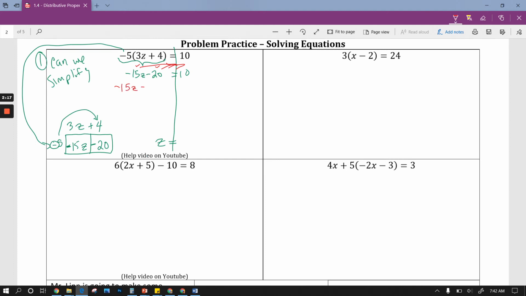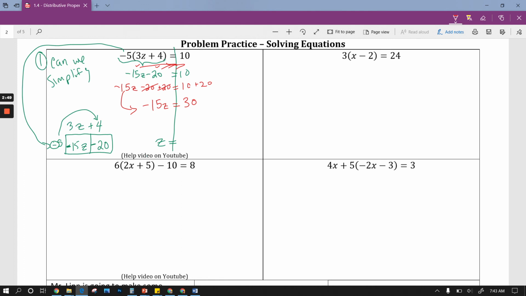-15z minus 20 plus 20 equals 10 plus 20. Now our 20s on the left will cancel out. We have -20 and plus 20. That equals 0. Anything plus 0 is itself, which means this -15z can just come down here by itself. So -15z equals 10 plus 20 is 30.